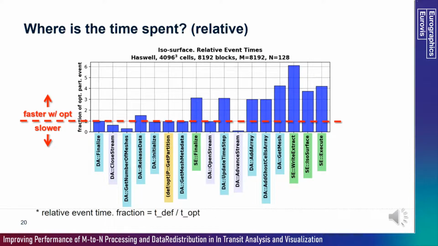This slide just shows the speedups of the optimized relative to the default. Overall, we got a 4x speedup, and data movement varied between 3 and 4. Calculation was about 4, and I/O was about a 6x speedup.